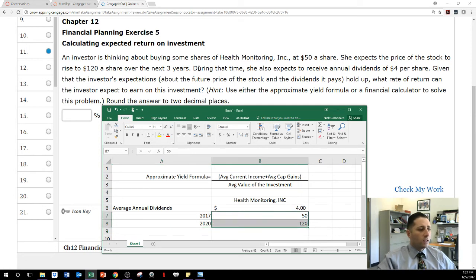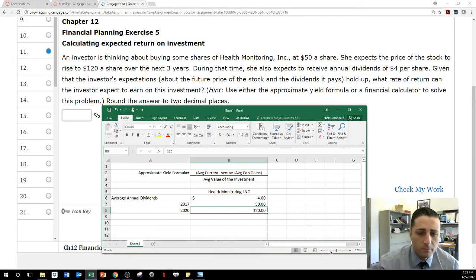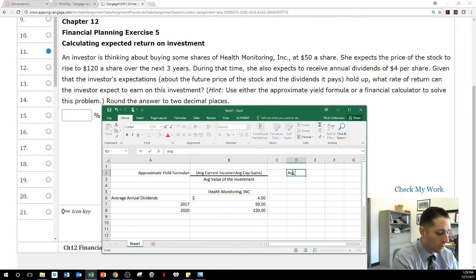So we can look at this, and I'll just do this. All these are dollars, and we can look at that and go, okay, now that we have the formula set up, we need to figure out what goes in here, what goes in here, and what goes down here. So the first thing that we could do, and let me zoom out of this a little bit so we could see it, is this average current income.